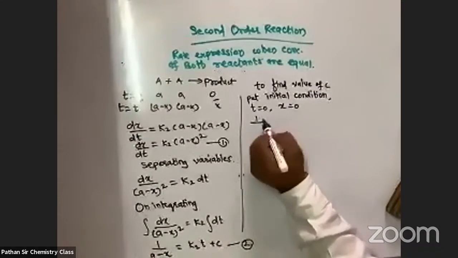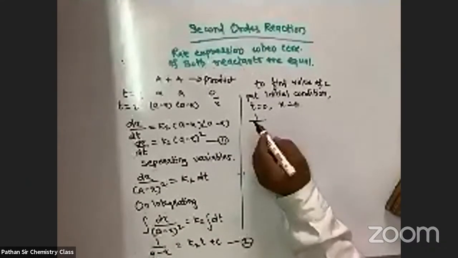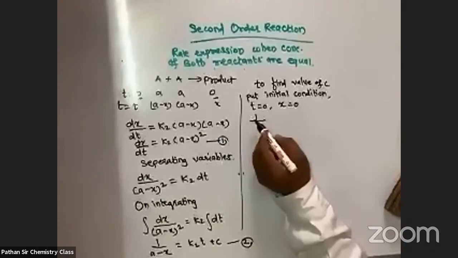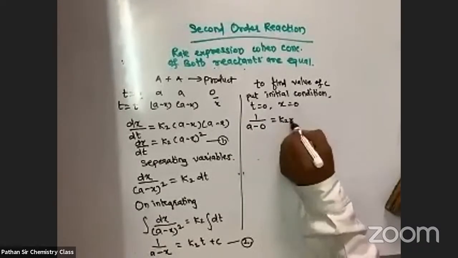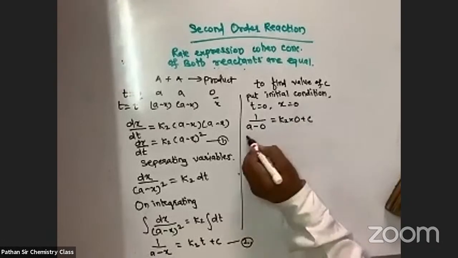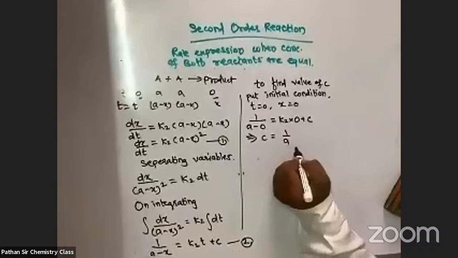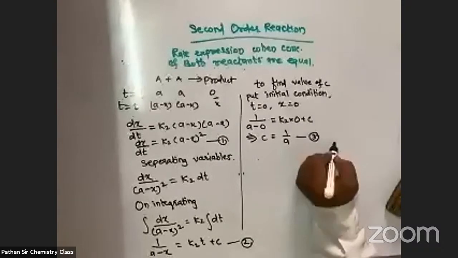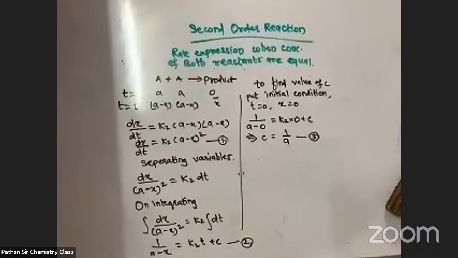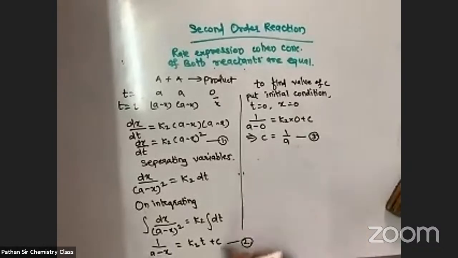So 1 upon a minus x, where there is x, put 0. It is 1 upon a minus 0 is equal to k2, instead of t put 0, plus c. So what will be the value of c? c is equal to how much? 1 by a. Call it equation number 3. Okay, so you got the value of c as 1 by a. Now put the value of c as 1 by a into this equation number 2.